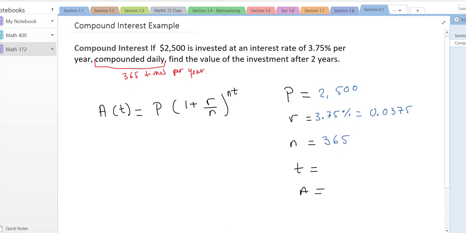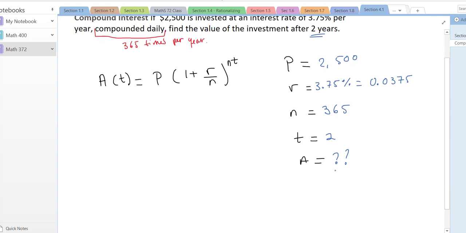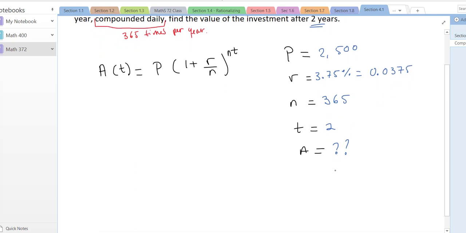And T, do we know for how many years? Yes, 2 years. So T is 2, and A is what we're looking for. So I like to write out all my variables and see what I have. Sometimes we'll be looking for N, sometimes we'll be looking for P, sometimes we might be looking for T. So writing out everything that you have, reading the problem, and stating your variables and their values is helpful for using the formula. So I don't know A.